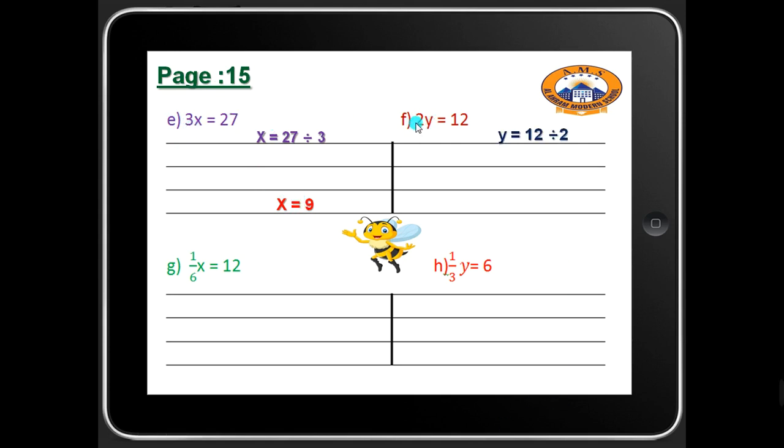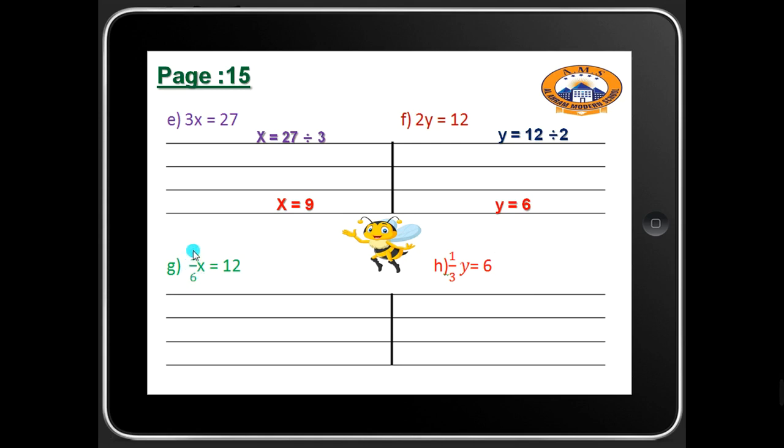So here we have 2 times y. You're not going to see the multiply sign here, so that means 2 times y. Move 2 to the other part of the equation by changing multiply into divide. So y equals 12 divided by 2. 12 divided by 2, yes, equals 6. So y equals 6.